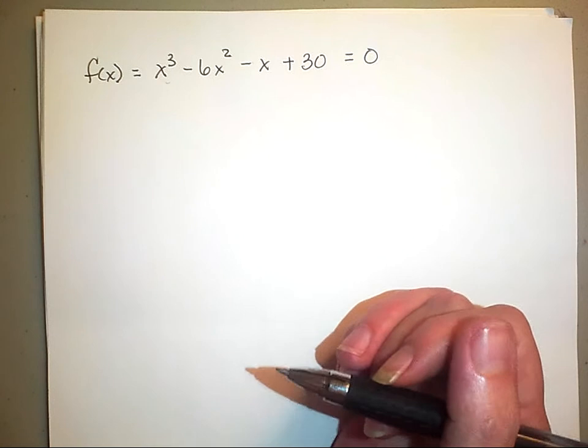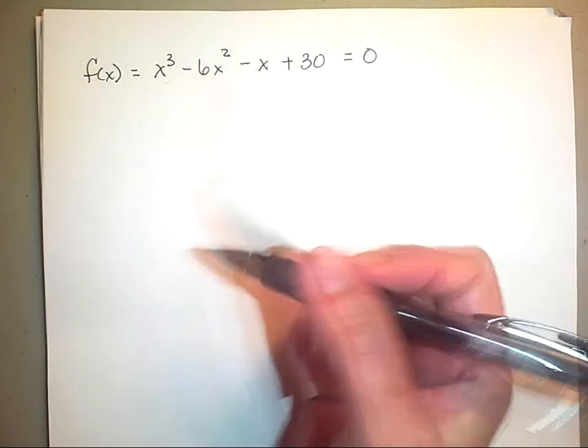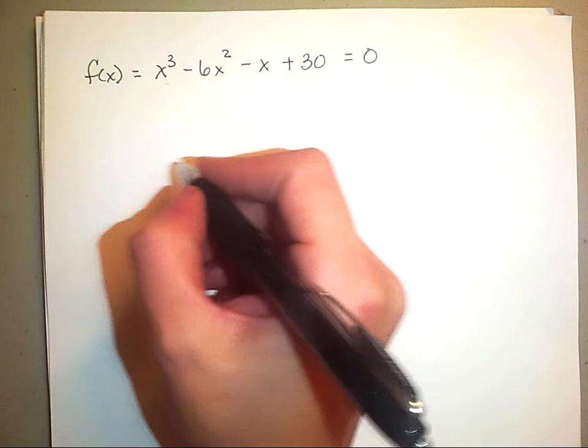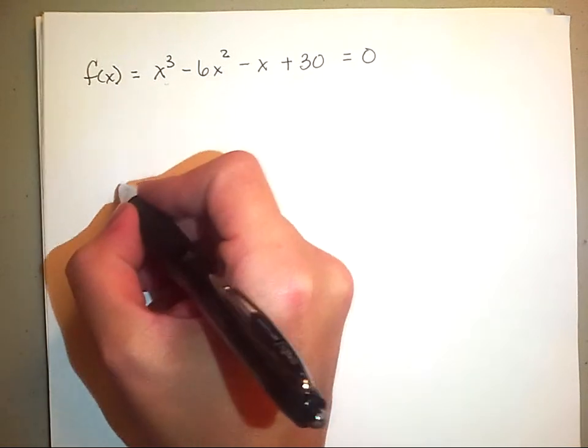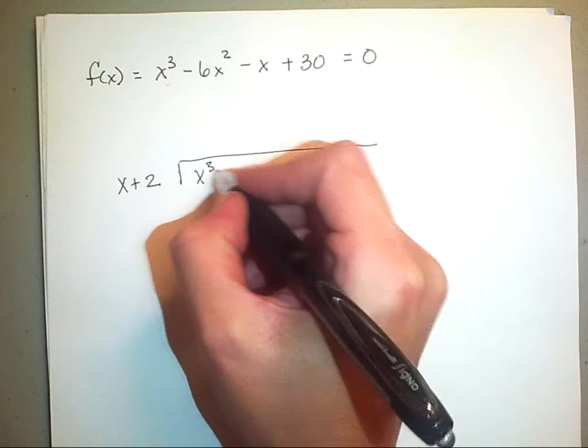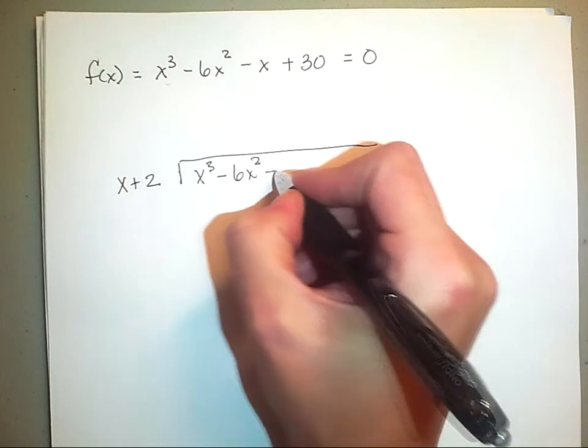So let's do the long division so you can see it happen. Okay, we know it's going to be a factor, but I don't know what that quotient is. So x plus 2 goes into x cubed minus 6x squared minus x plus 30. So here we go.